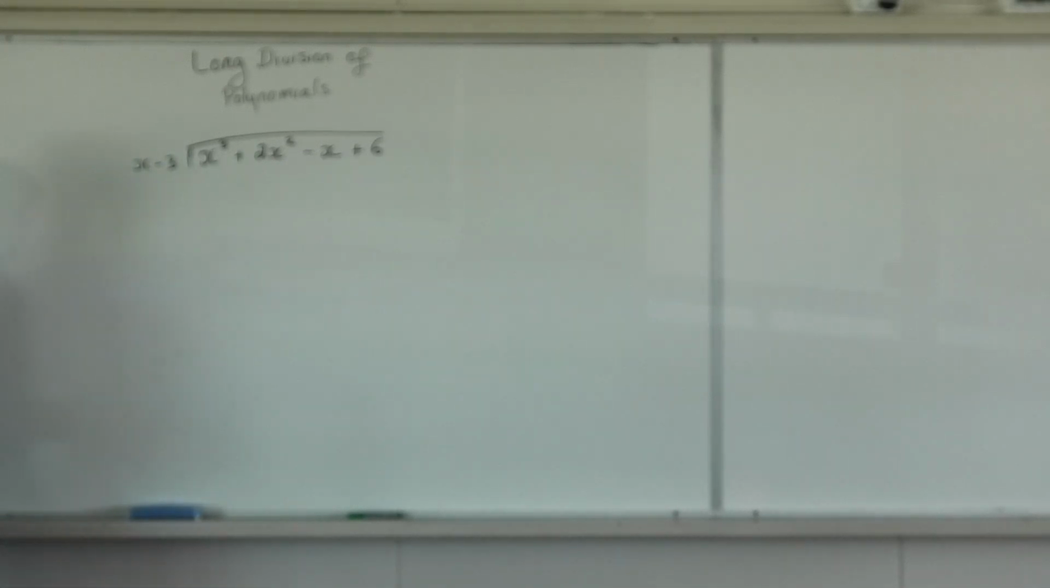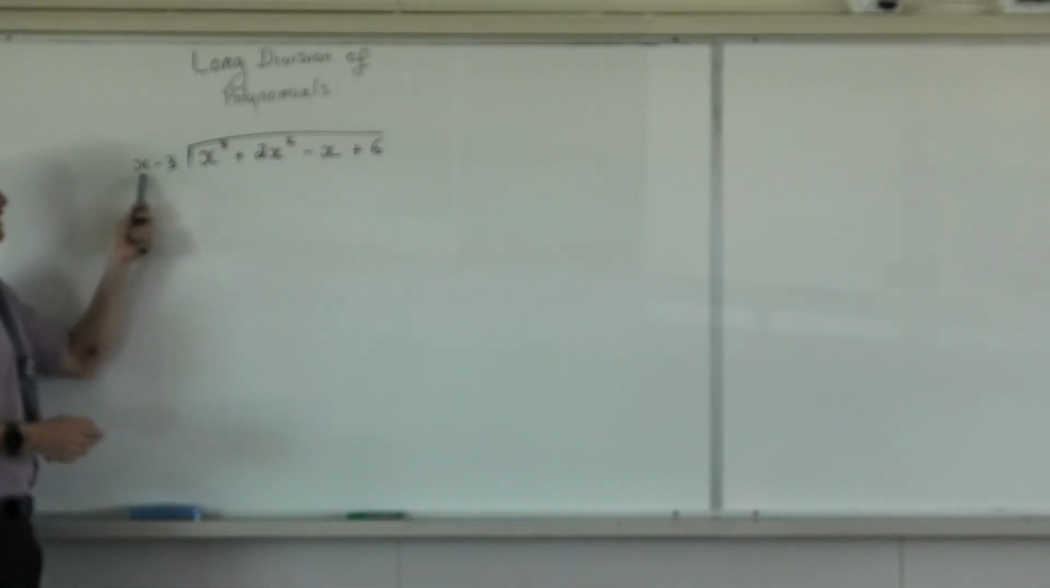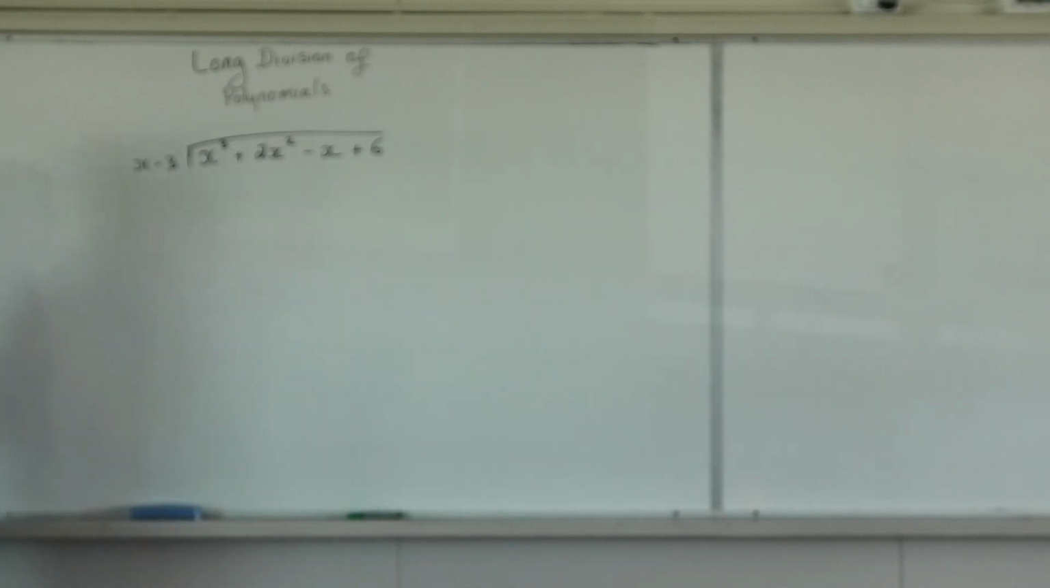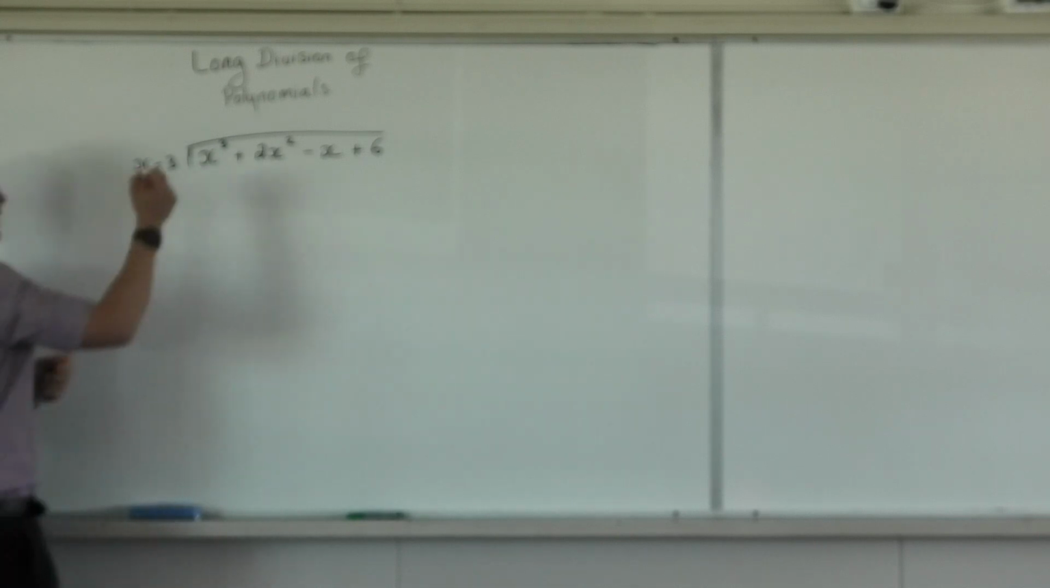So we're going to spend a lot more time looking at this x than we are the 3, but I'll come back to that in a second. How many times does x go into x cubed? So if I divide x cubed by x, what do I get? X squared, correct?